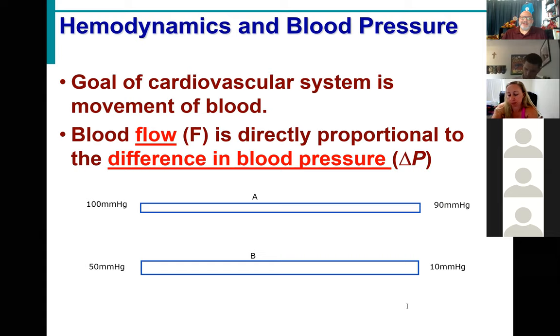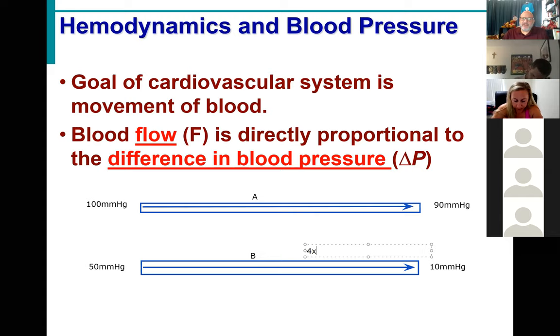So here, the difference is 40 millimeters of mercury, so it is gonna go much faster here than here where it's only 10. In fact, because it is directly proportional, this is actually gonna be four times faster than A will be, because the difference is four times greater. 40 is four times greater than 10. So it is directly proportional. All right, that makes sense? Excellent.